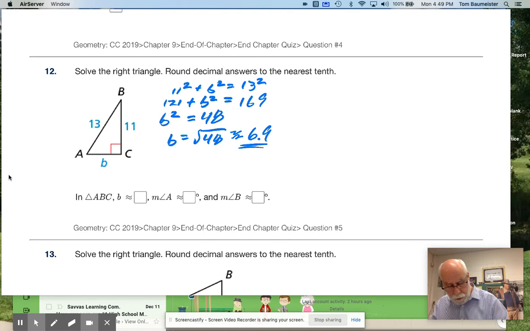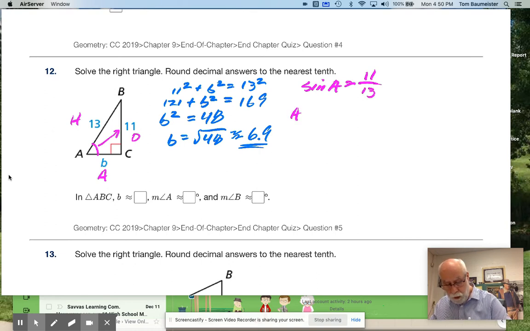So if I'm talking about this angle here, and remember, what I suggested is that you use the ones that are known in case you made a mistake. So if we use this angle right here, we know we're going to have the opposite, and we're going to have the hypotenuse, because here's the adjacent. So I can say that the sine of A is equal to the opposite, which is 11, over the hypotenuse, which is equal to 13.